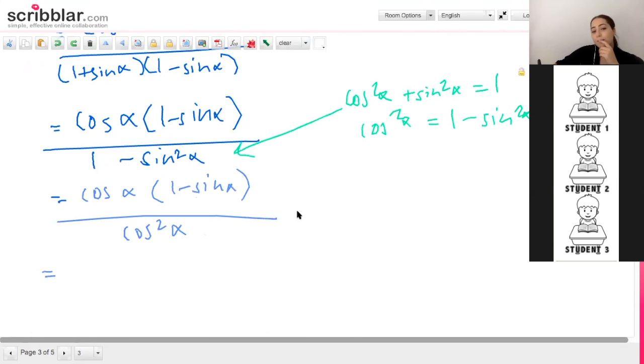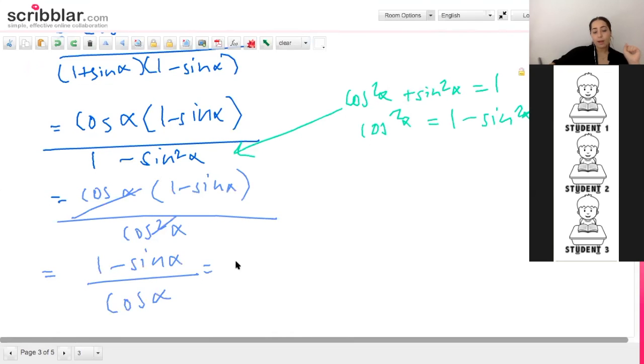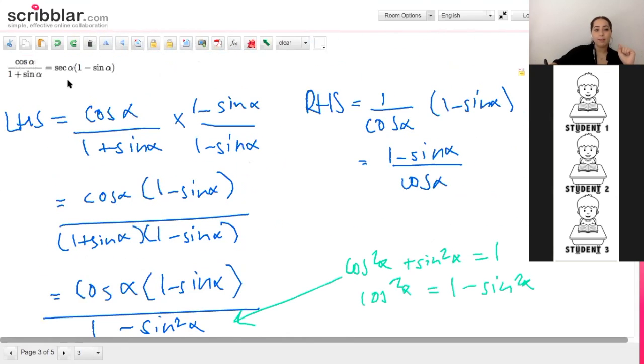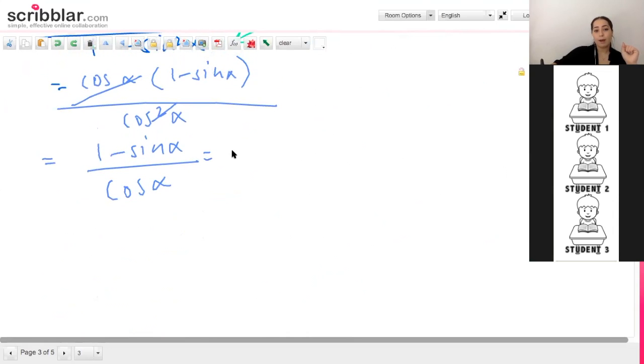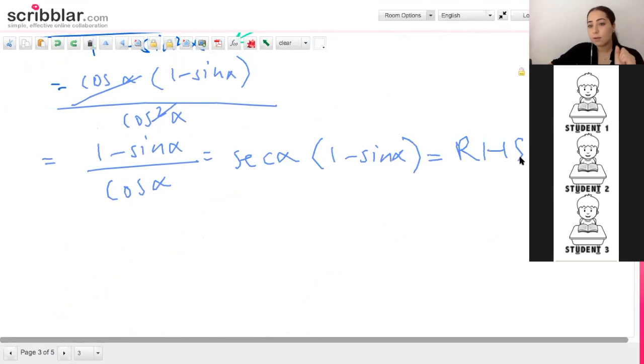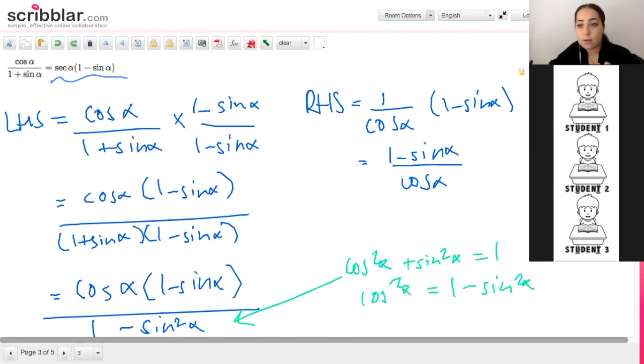So now what does it become? And then can you cancel the cos on the top and the squared? Yep, I can. And then you get 1 minus sine alpha over cos alpha. That's it. And how can I rewrite that to make it look like my right-hand side over here? I'll convert it back. So it becomes sec of alpha, because 1 over cos is sec, times 1 minus sine alpha, which equals the RHS. So that's it. That's the question.